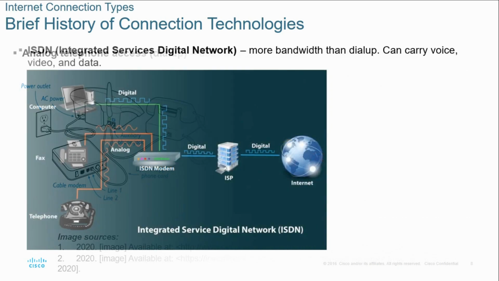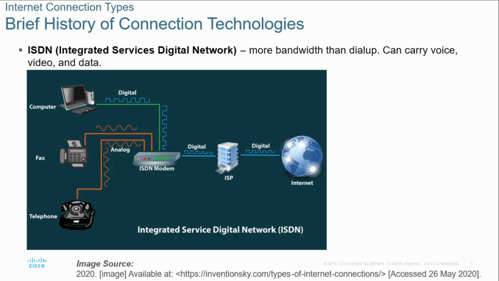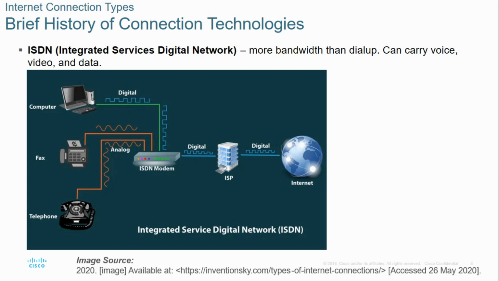Next, we have the ISDN, which stands for Integrated Service Digital Network. This connection is almost the same as the DSL. It is a set of international communication standards designed in 1980 and was improved during the 1990s. It is a digital network to transmit voice, image, video, and text over the existing circuit switch PSTN telephone network.